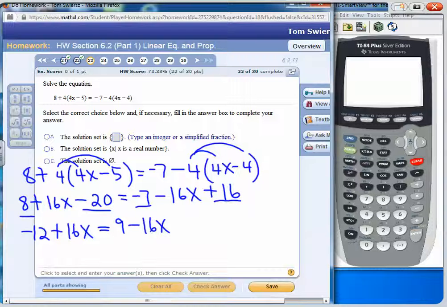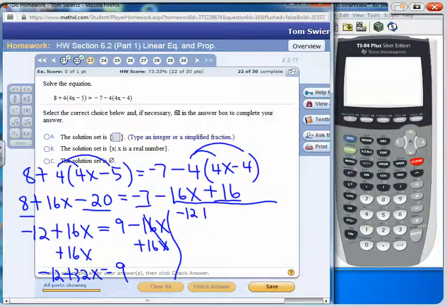Okay, now what we're going to do is add 16x to both sides. So we're going to add 16x here, and we're going to add 16x here, and we're going to get negative 12 plus 32x equals 9. Okay, then we're going to go ahead and solve for x.